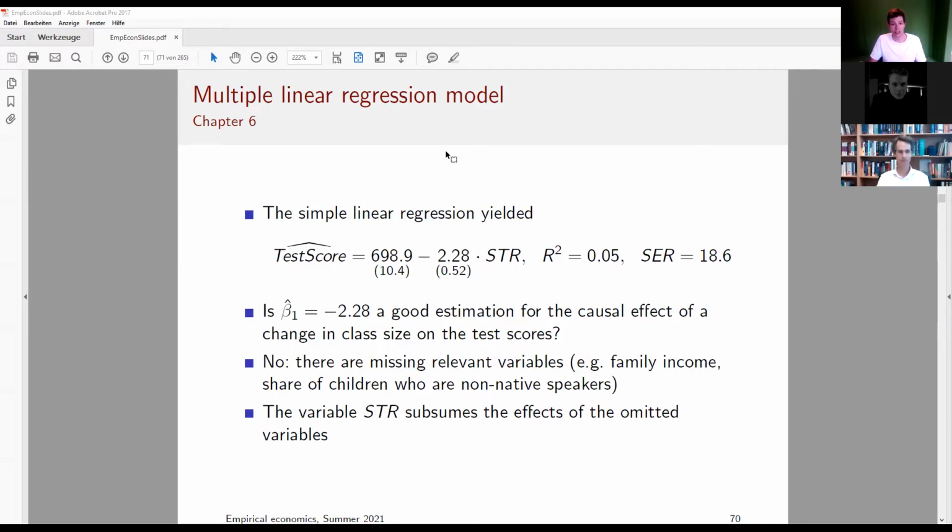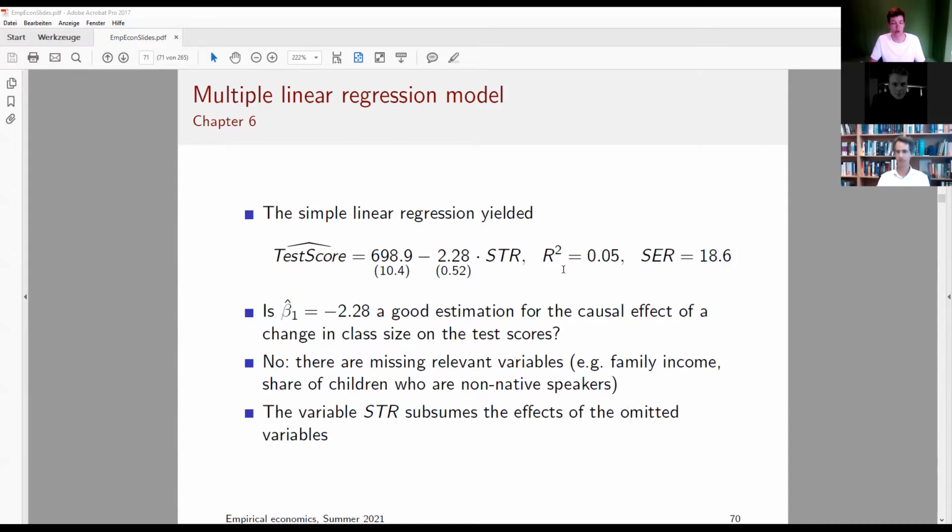So remember, our simple linear regression model yielded that we have a relationship between test score and student-teacher ratio that says that for each student we put more into a class, the average test score is expected to decrease by 2.28 points. So the question here is now, obviously, now we've seen that result, is that a good estimator for the causal effect of a change in class size on our test score? Is that a reliable estimator? And the answer here is unfortunately no, it's not.